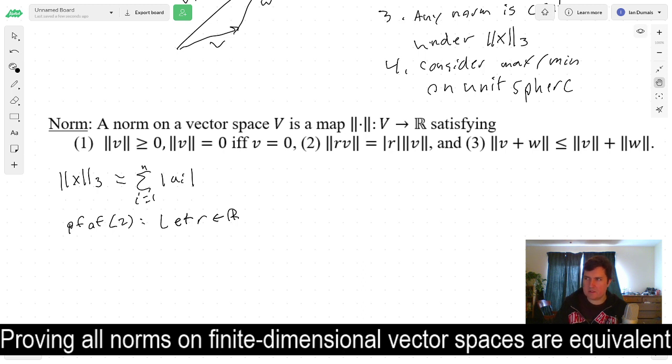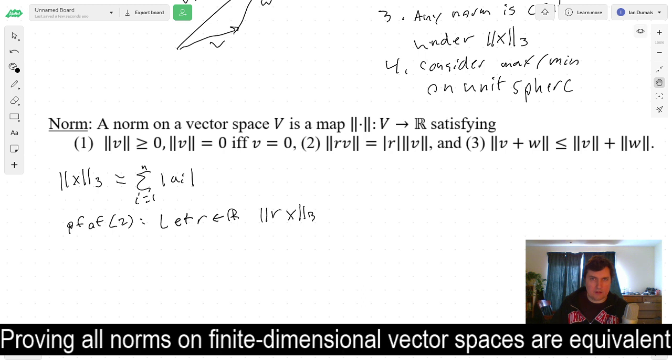Yeah, that's fine. R is our scalar. This is one spot where I may be making a slight error, but it won't really affect anything. So we want to look at R, I'll say Rx, and we want to show that this is equal to absolute value of R times norm 3 of X. So we're going to use this definition.